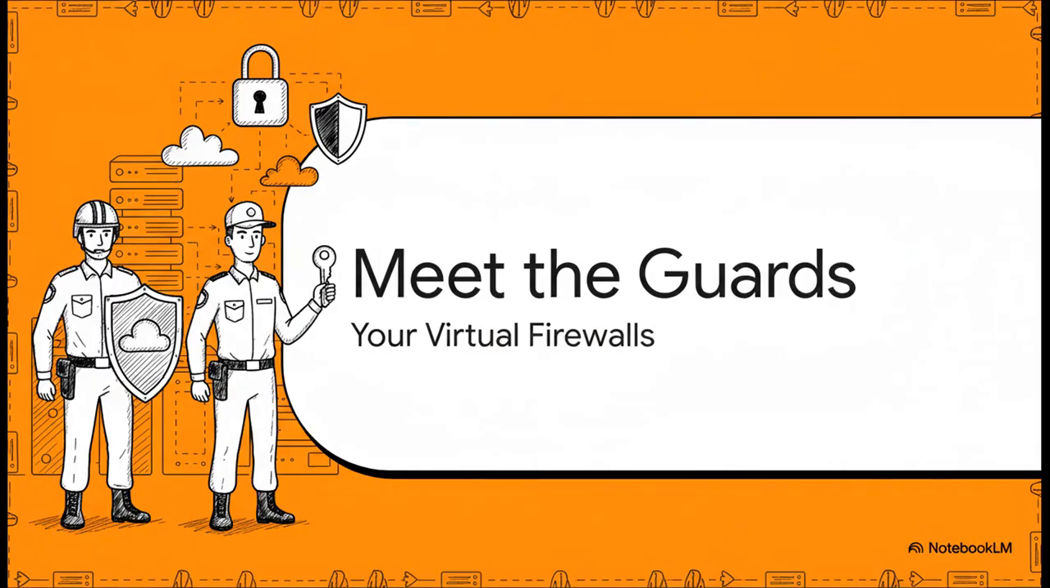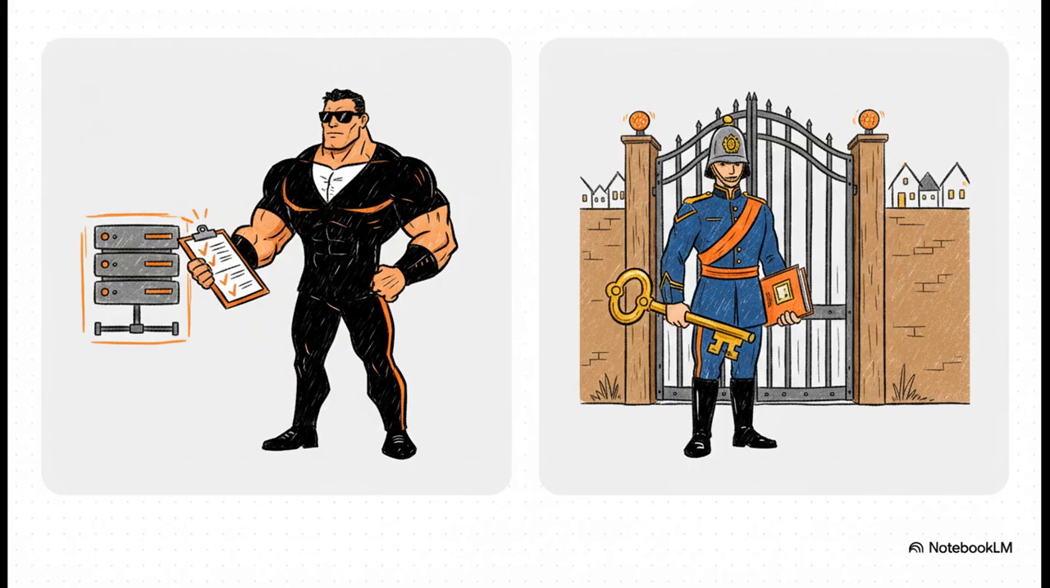Okay, so to kick things off, let's just ditch all the technical jargon for a minute. Instead of thinking about abstract firewall rules, I want you to picture two very different security professionals who are protecting your cloud. On one side, you've got the bodyguard. This is your security group. Think of it as a personal bodyguard assigned to one specific server. It's smart, it's pretty permissive, and its main job is to check the guest list of who's allowed to come in.